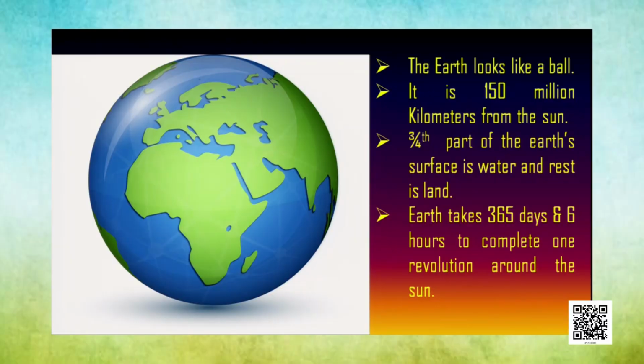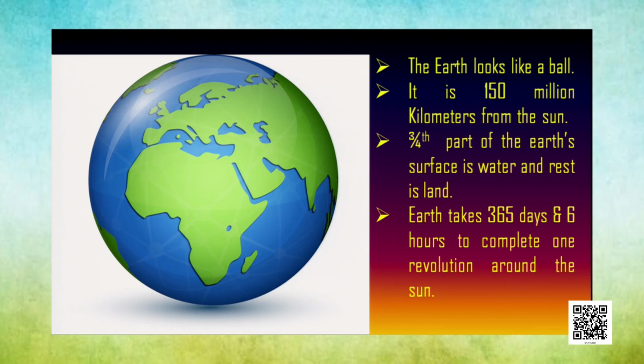Children, Earth looks like a ball. You can see in this picture, it is 150 million kilometers from the sun. 3/4 part of the Earth surface is filled with water. Sea, ocean, rivers and all those things. And rest is land where we stay. Animals, man, other creatures. Earth takes 365 days and 6 hours to complete one revolution.